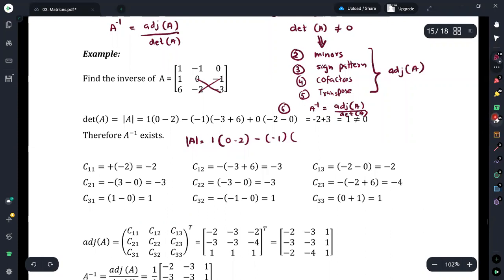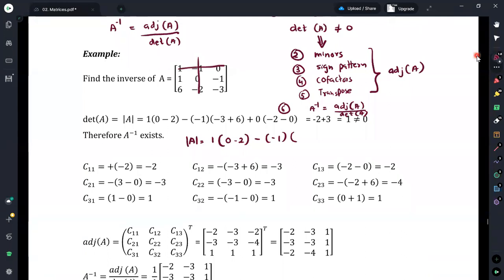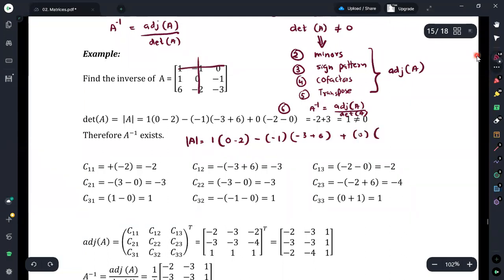Now we have to omit the row and column. It is the first row and second column. Therefore, the product gives the value minus 3 minus minus 6, which becomes plus 6. Then the third term is connected with a plus sign. Then it is 0 times minus 2 minus 0. Ultimately, this part becomes 0, because it is multiplied with 0. Therefore, the remaining calculation gives us the value 1.